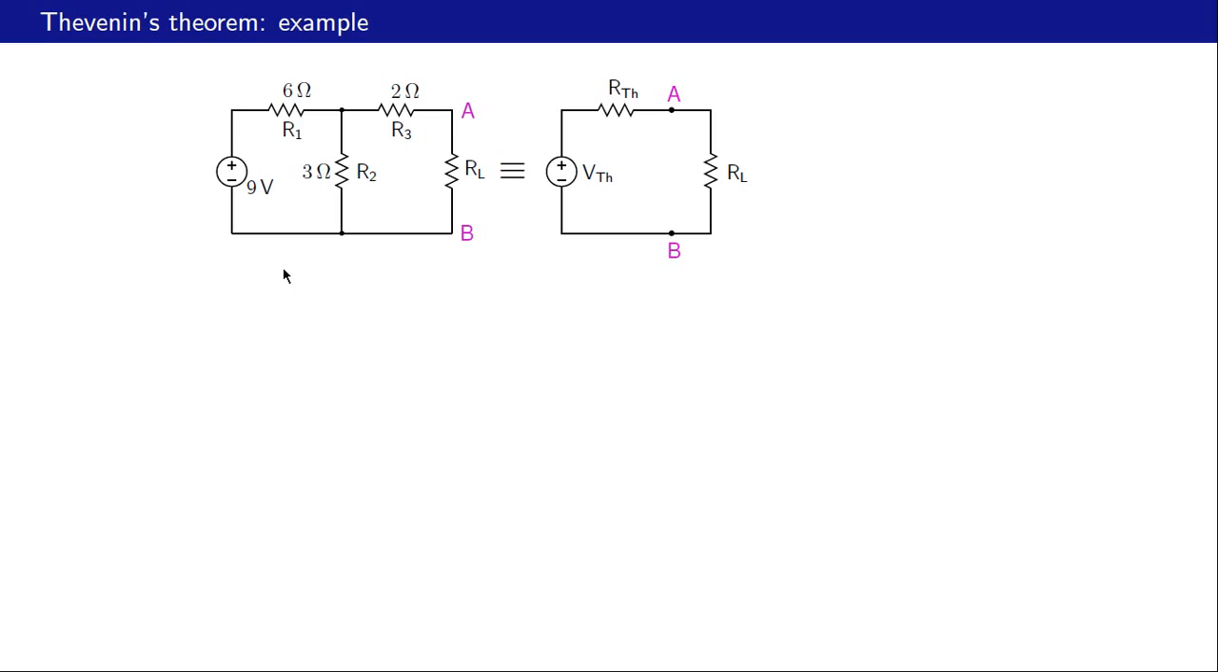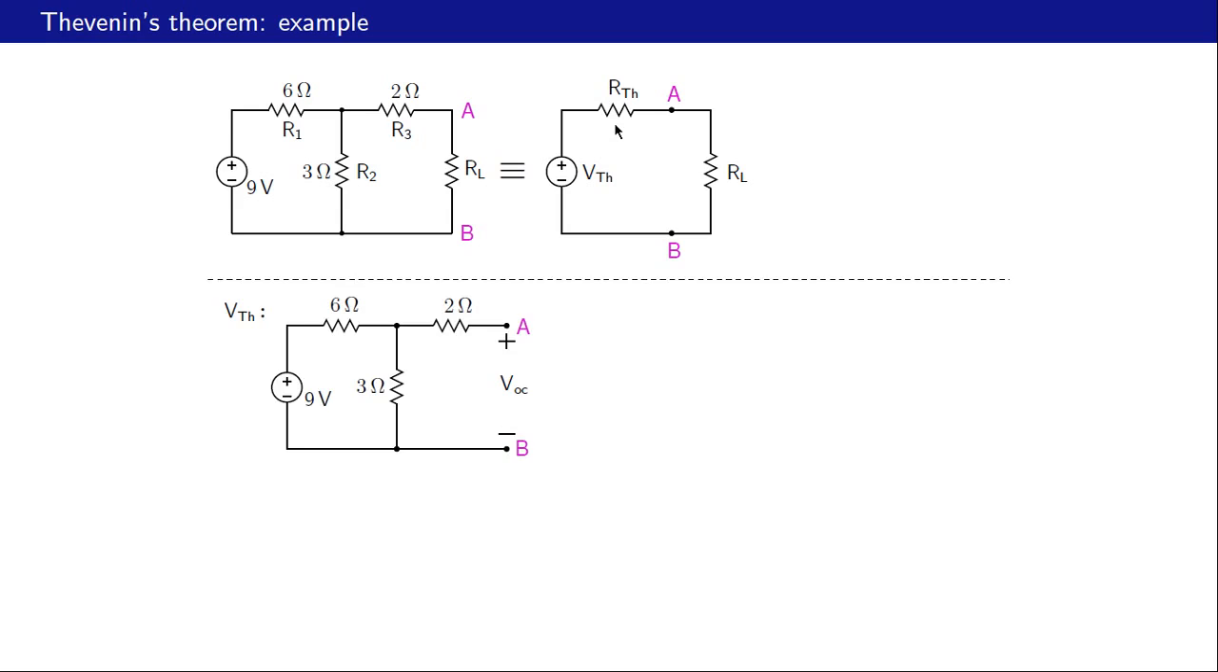Let us find the Thevenin equivalent of this circuit here as seen from RL. So we need to find VTH and RTH. Let us find VTH first. And how do we do that? VTH is the same as VOC, the open circuit voltage between A and B. So we remove RL and then find this voltage, and that is the same as VTH.